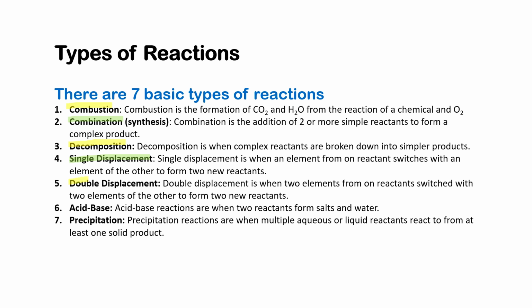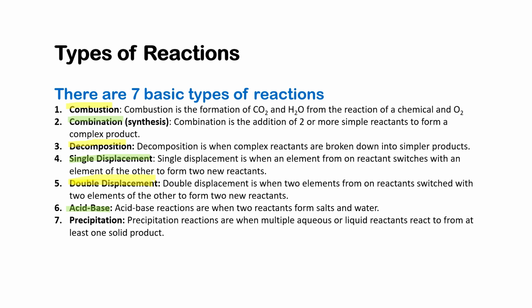Now, 5, double displacement. Double displacement is when 2 elements from one reactant switch with 2 elements of the other to form two new reactants. It's again like a dance, but now there's nobody alone. There's two couples, and the two couples switch their partners to make two new couples. Our sixth type of reaction is acid-base. Acid-base reactions are when two reactants form salts and water.